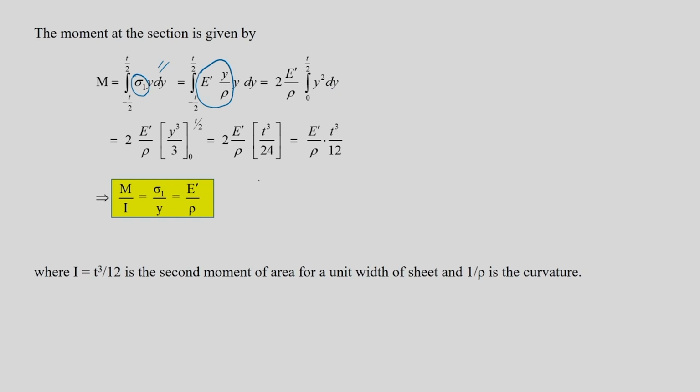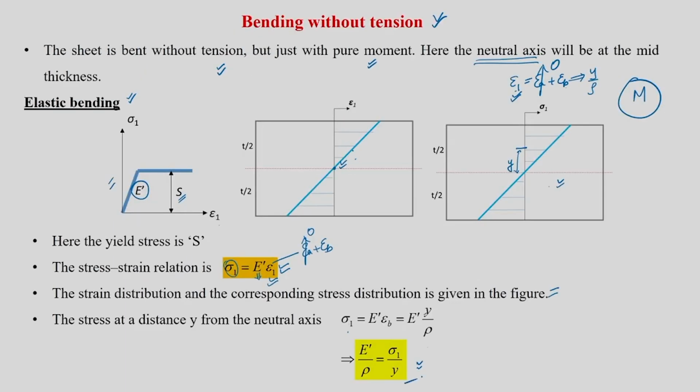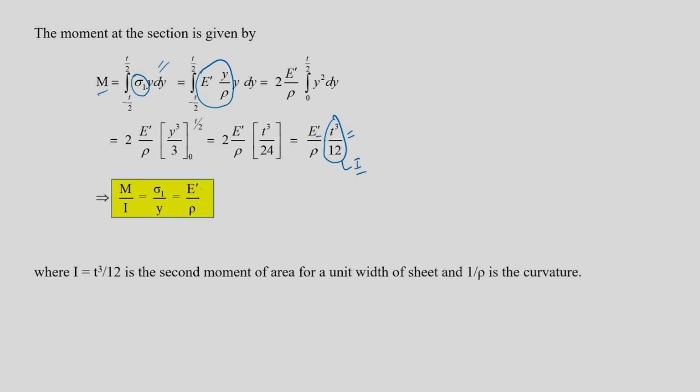Put your limits. Finally, you will get E dash by rho into T cube by 12, where T cube by 12 is nothing but my I, considering unit width. So I can write M by I is equal to E dash by rho, which will also be equal to sigma 1 by y, where I is equal to T cube by 12 for unit width. It is the second moment of area for unit width.